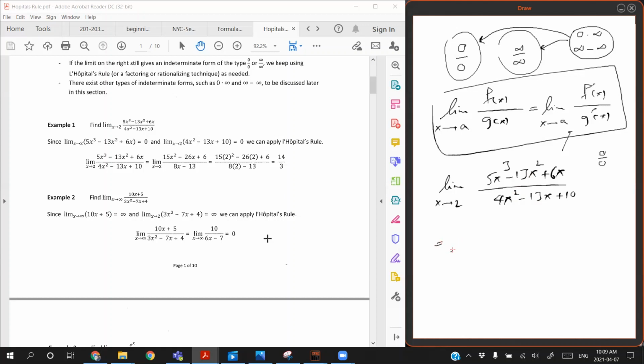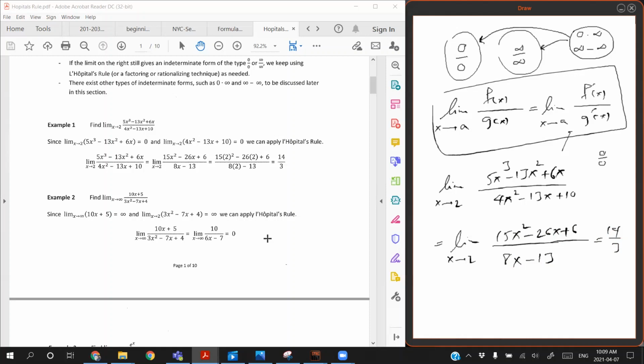We're going to take the derivative of the numerator, which is going to be 15x squared minus 26x plus 6. Take the derivative of the denominator, which is going to be 8x minus 13. And now if you plug in 2, you get the answer. That's going to be 14 over 3. So that's it. You plug in 2 here in the numerator, you get 14. You plug in 2 here, you're going to get 16 minus 13. That's 3. And that's so easy. We're good?